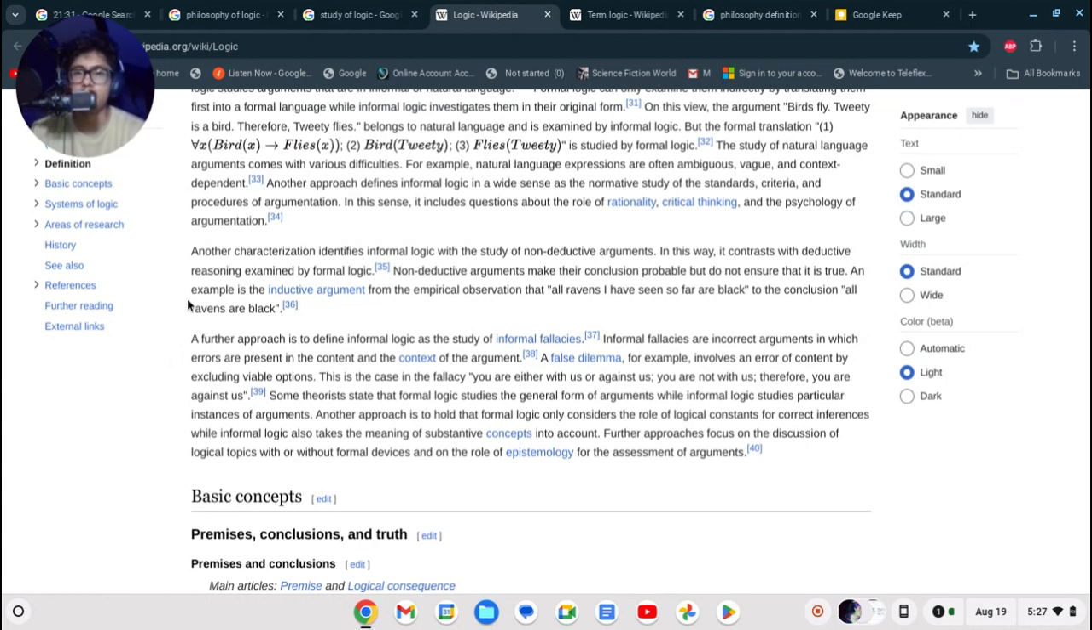Some theories say that formal logic studies the general form of arguments, while informal logic studies particular instances of argument. Another approach is to hold that formal logic only considers the role of logical constants for correct inferences, while informal logic also takes the meaning of substantive concepts into account. Further approaches focus on the discussion of logical topics with or without formal devices and on the role of epistemology for the assessment of arguments.